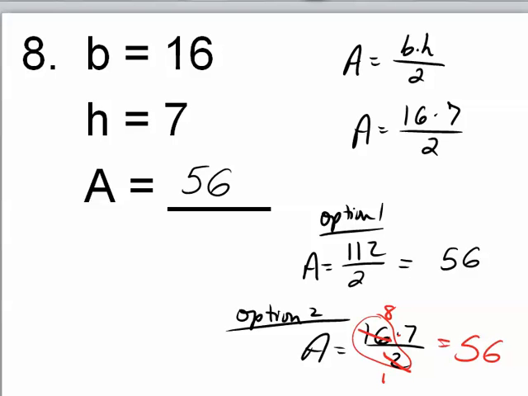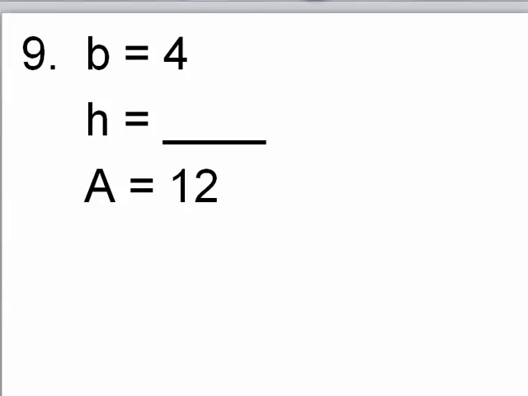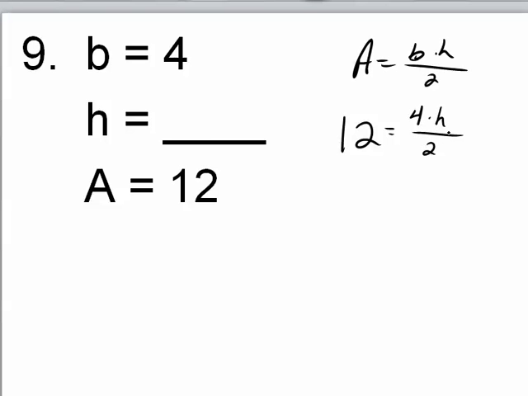Working the area of a triangle backwards, again, base times height divided by 2. So I'm going to write down my formula. And you need to be able to solve these if you're given any information. So you might be solving for area, you might be solving for the length of a base, you might be solving for the height. So I know my area is 12, and that's what I get when I do the base 4 times height is missing divided by 2.